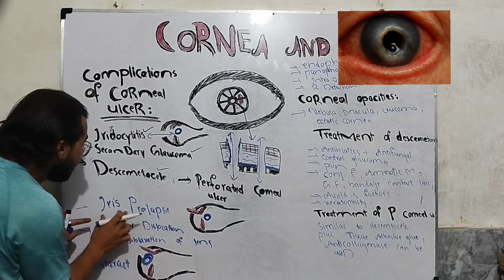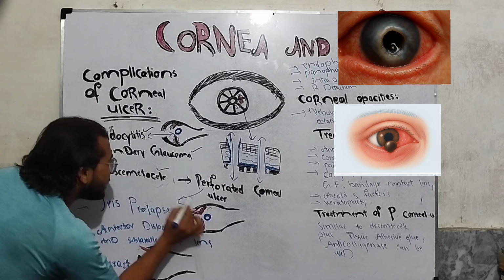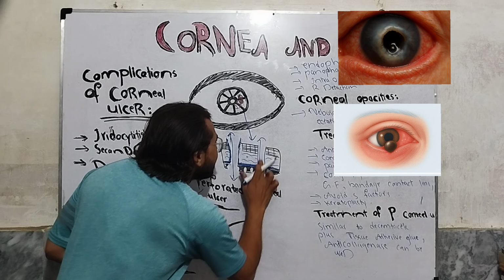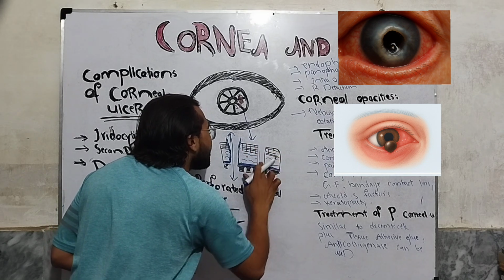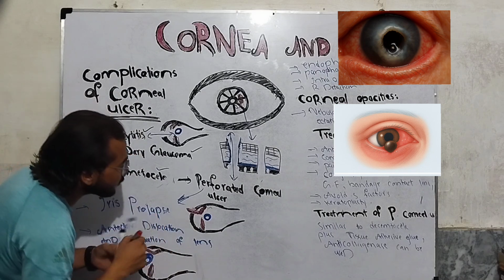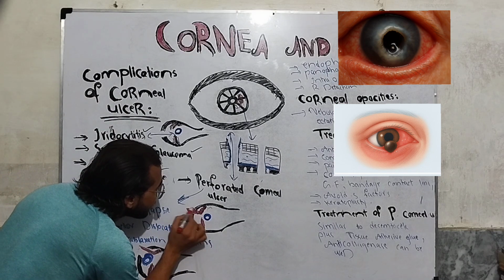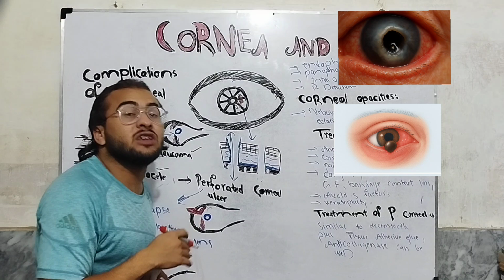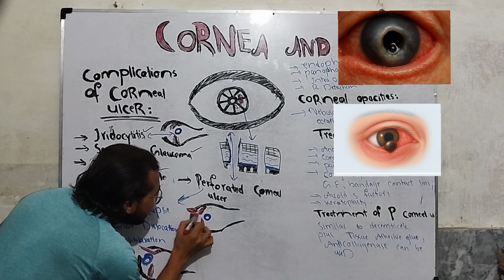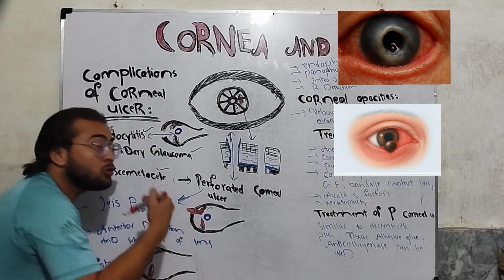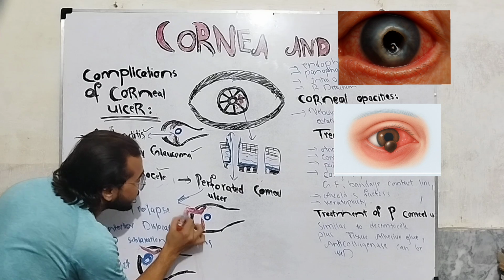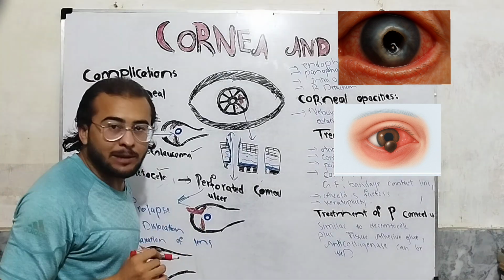Okay, iris prolapse. So the perforated corneal ulcer will cause immediate iris prolapse. Whenever there is a hole or defect in the cornea, the iris will immediately come to that place in order to seal off the perforation. Okay, so the iris will try to plug and seal the perforation, and it will also come to the outside environment, which is called iris prolapse.